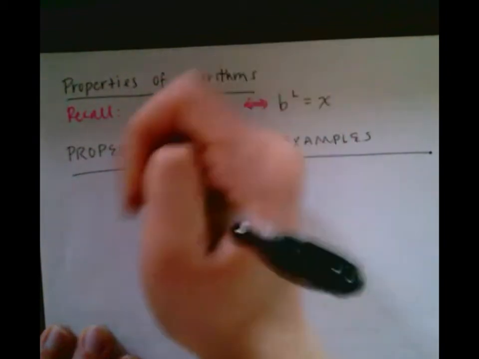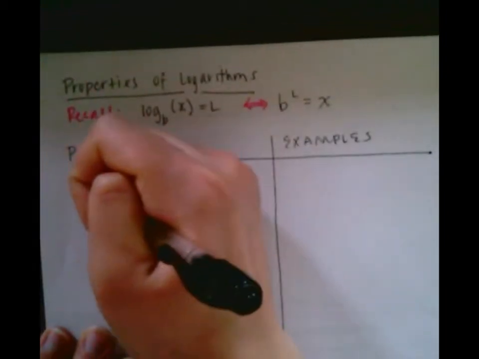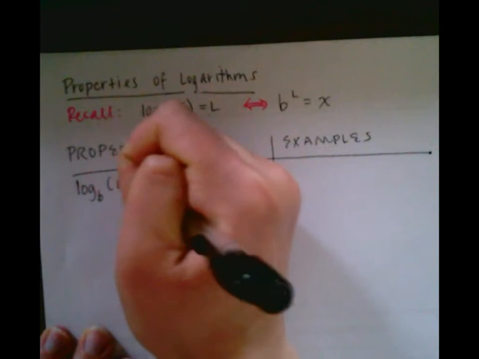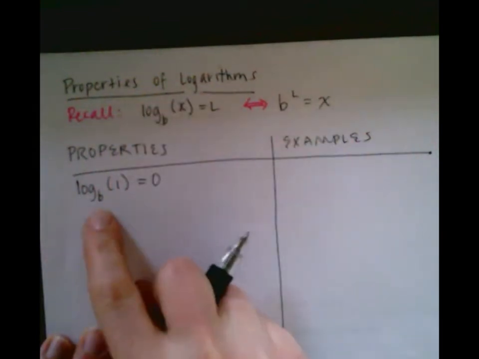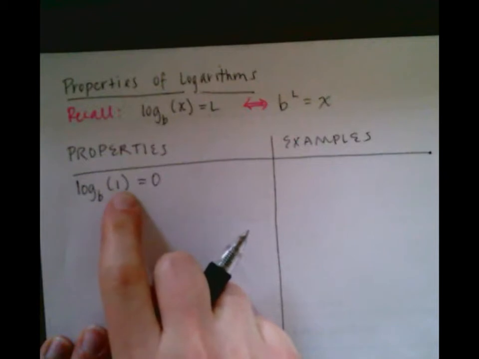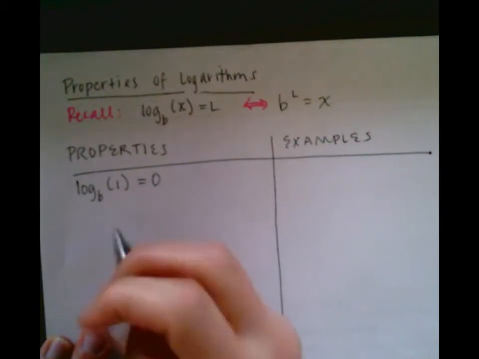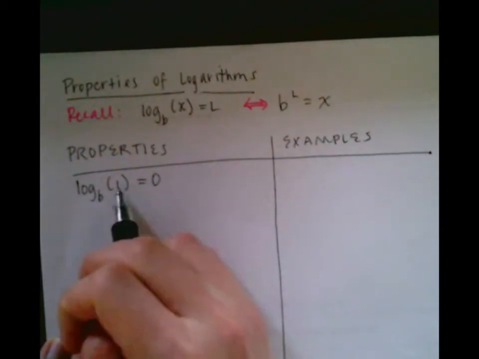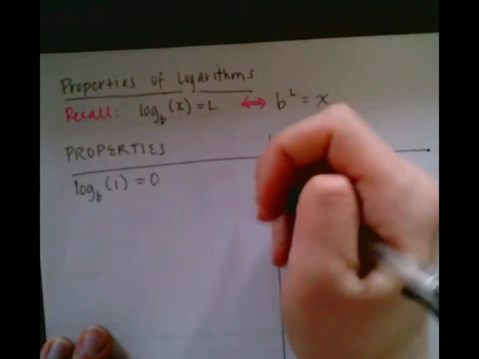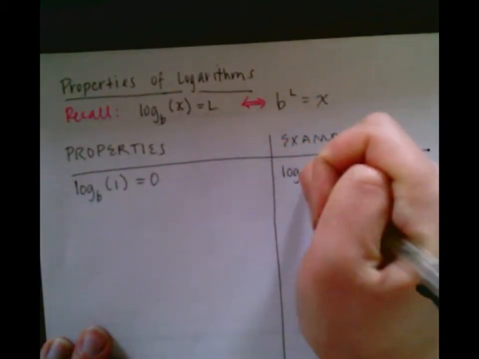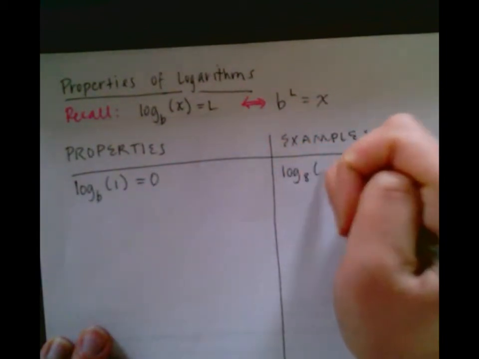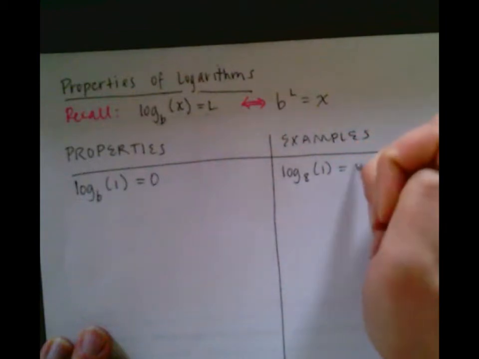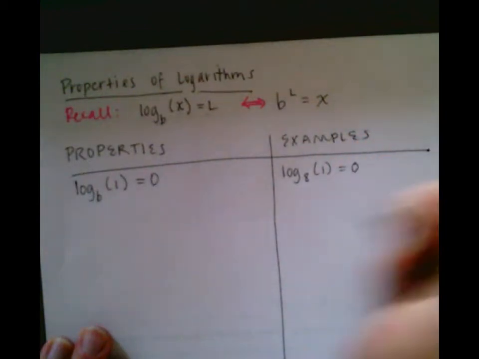Okay, so my first property is one that we've seen and you guys have actually understood pretty well: log base b of 1. No matter what your base is, log base b of the number 1 will always equal 0, because any number to the 0 power is equal to 1. So just a quick basic example, if I have log base 8 of 1, 8 to what power is 1? The answer would be 0.